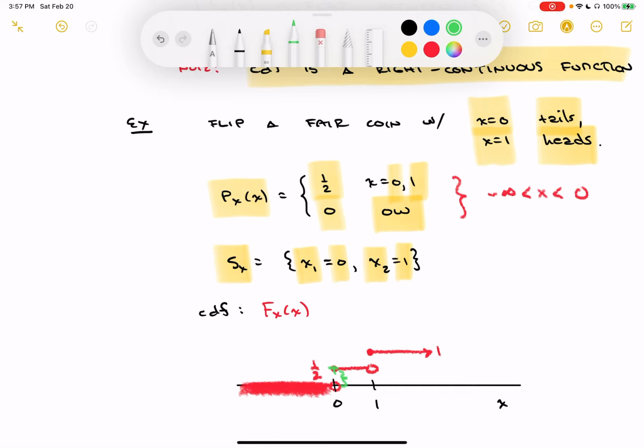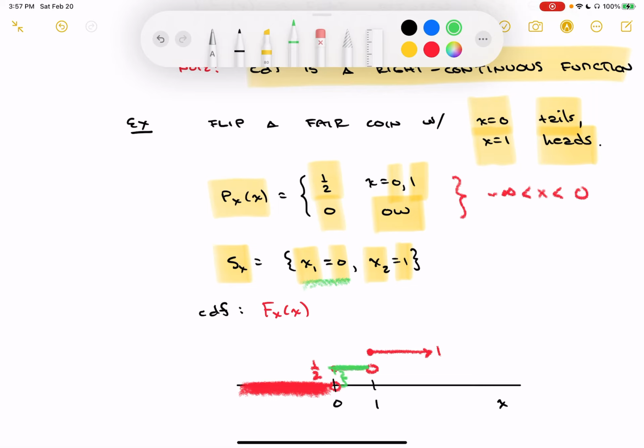Well, all the values between 0 and 1, as I continue with my CDF, say at 0.5 or 0.75, we'd be asking what's the accumulated probability that x is less than or equal to a half, or less than or equal to 0.75? Well, there's only one value that's less than 0.75 or 0.5. That's x1 equaling 0, and that has probability of half. So that guy stays flat, right?